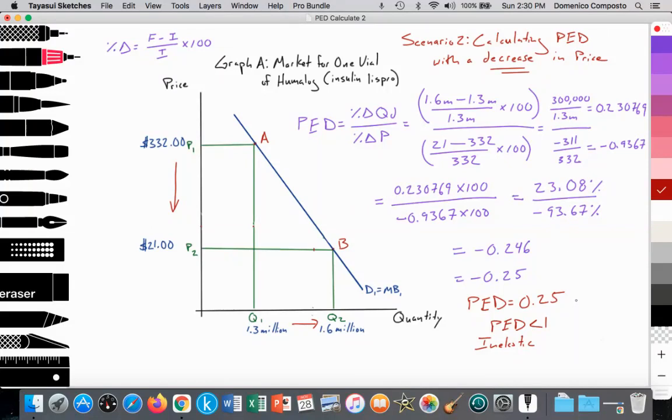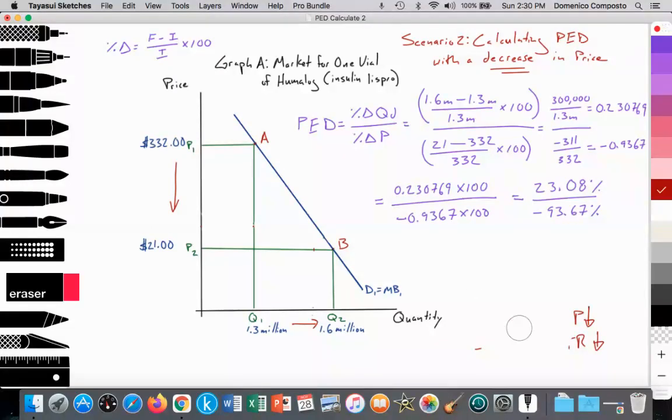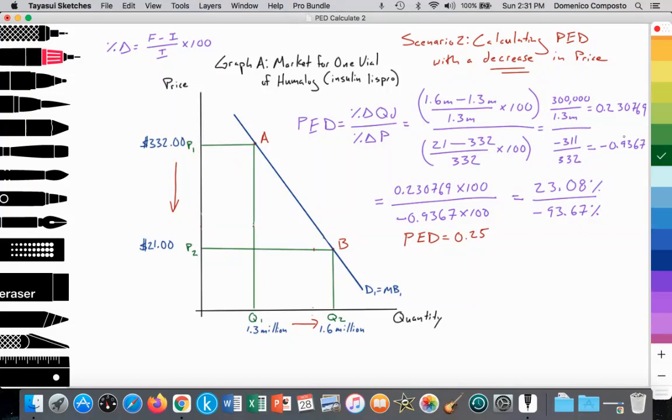Now, we can also look at total revenue. Here we see that PED is less than 1, so we would expect that it's inelastic. So as we lower price, total revenue, there's a positive relationship between the two. It should be falling. And let's check and see if that is the case. Okay, so some quick total revenue calculations. Again, PED is equal to 0.25 when we look at the absolute value. So let's look at total revenue, all right?